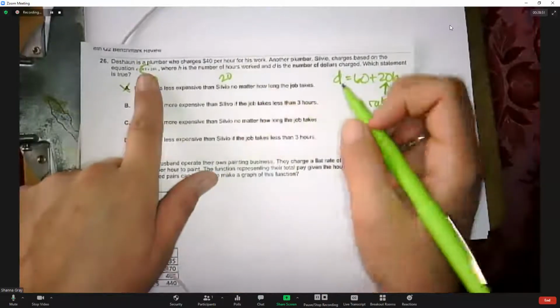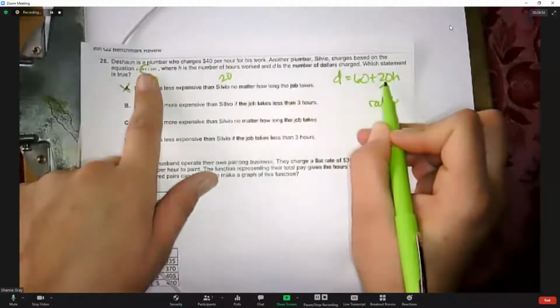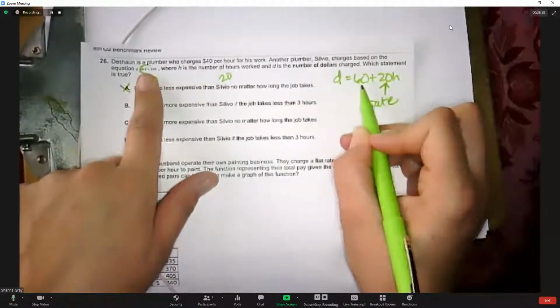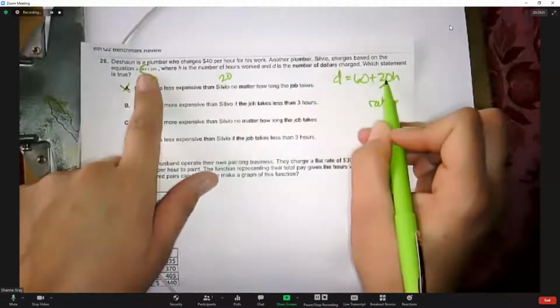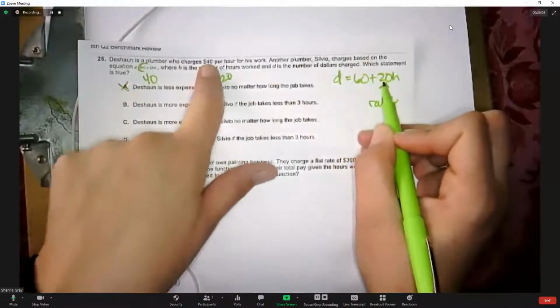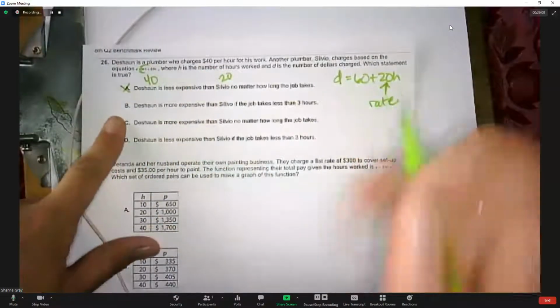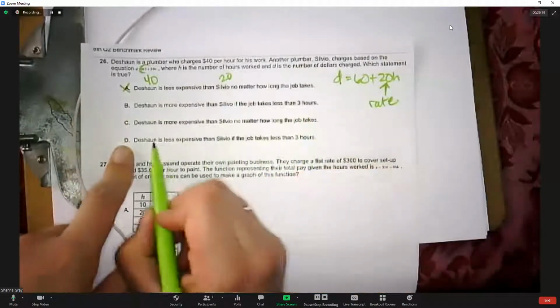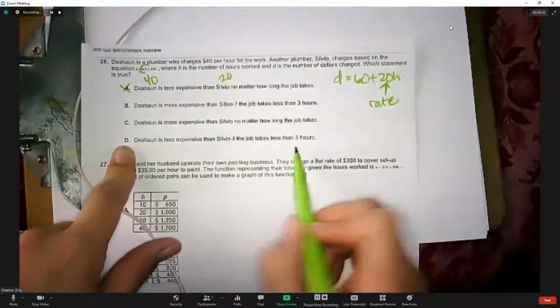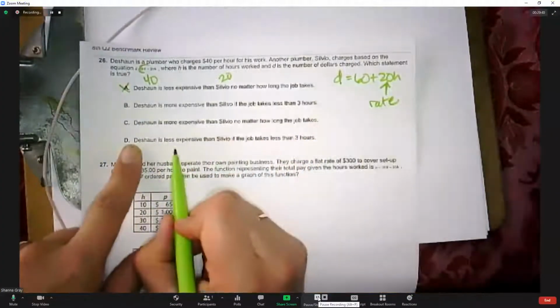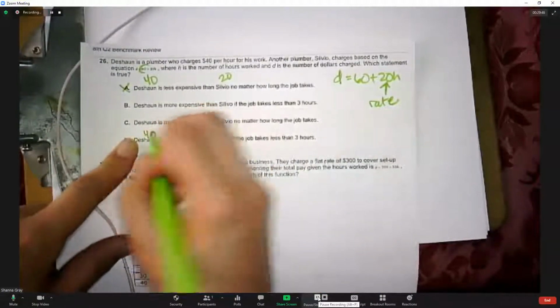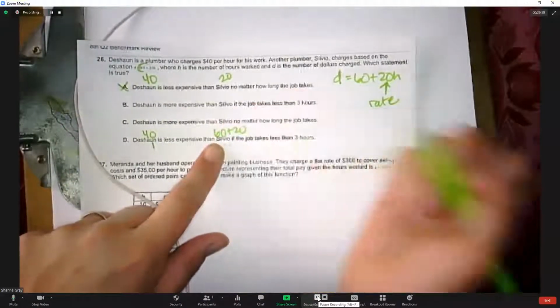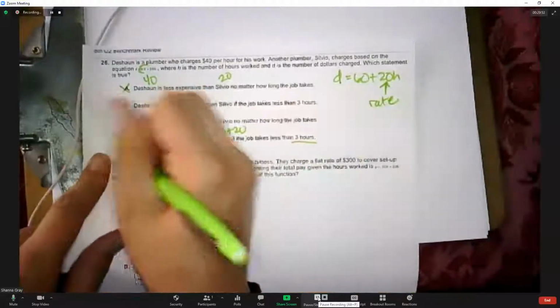So Silvio charges $60, but then $20 an hour after that. So for a 3-hour job, he charged 60 plus another 60, right? So 120. Whereas Deshaun would also be 120 for three times 40. So that makes sense. Deshaun is less expensive than Silvio if it takes less than 3 hours, right? Because if it's only 1 hour, Deshaun's only going to charge $40, whereas Silvio's going to charge 60 plus 20. And that's going to keep happening until they hit 3 hours.